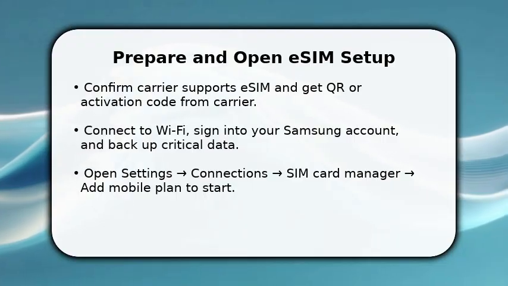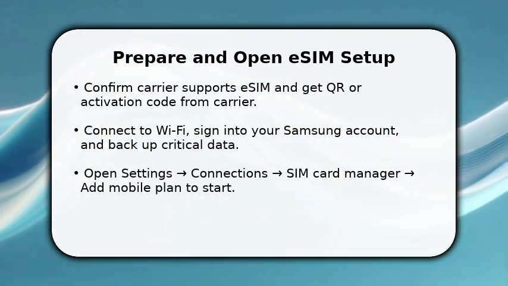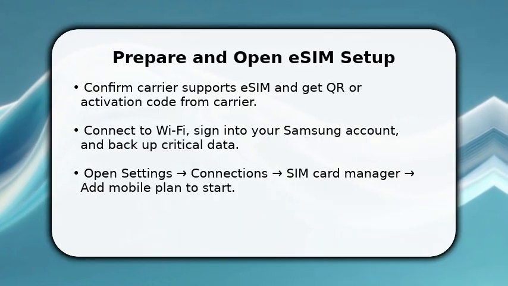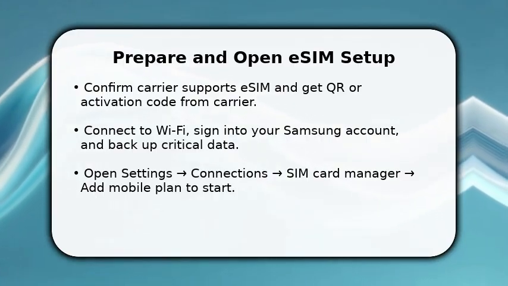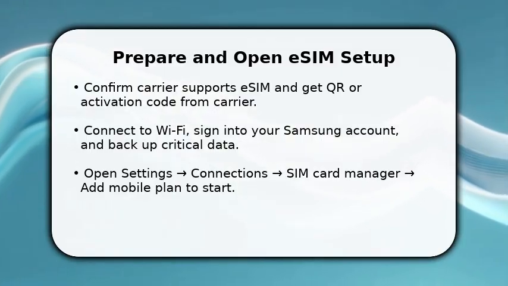You start by verifying carrier support and grabbing the QR or numeric activation code. This is essential so the phone can download the carrier profile. Once done, make sure you're on a stable Wi-Fi and signed into your Samsung account to avoid interruptions.